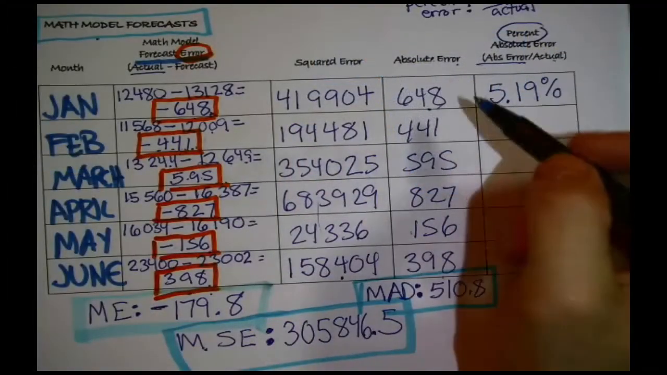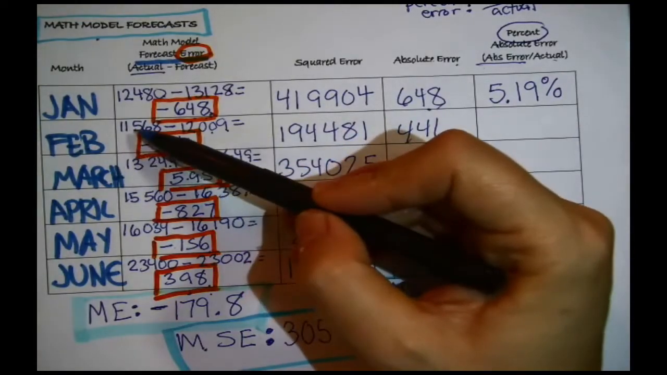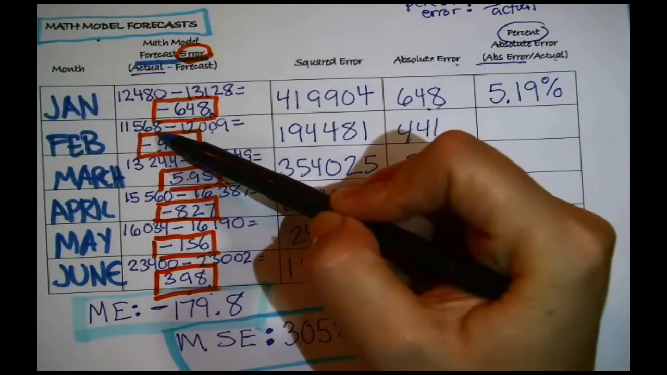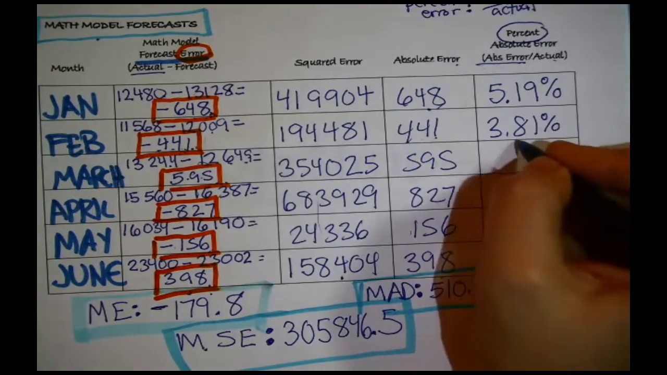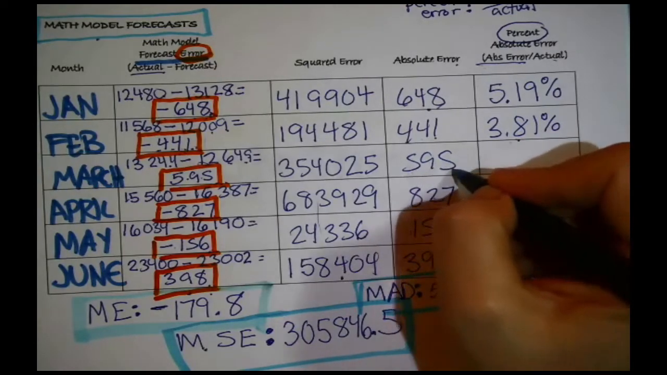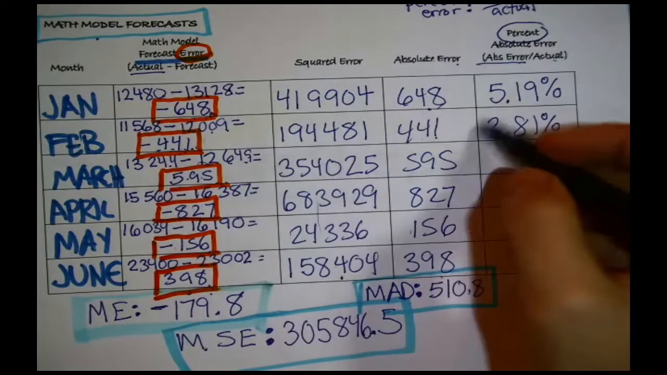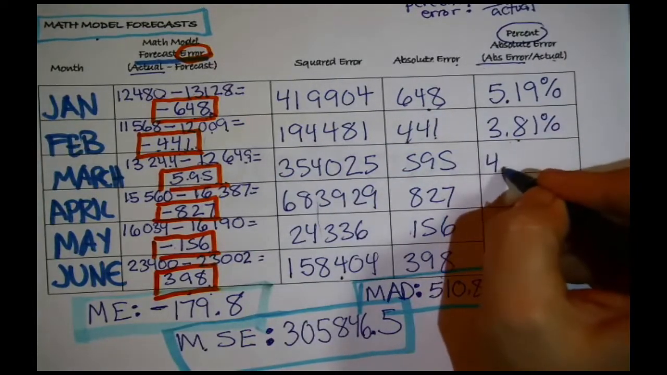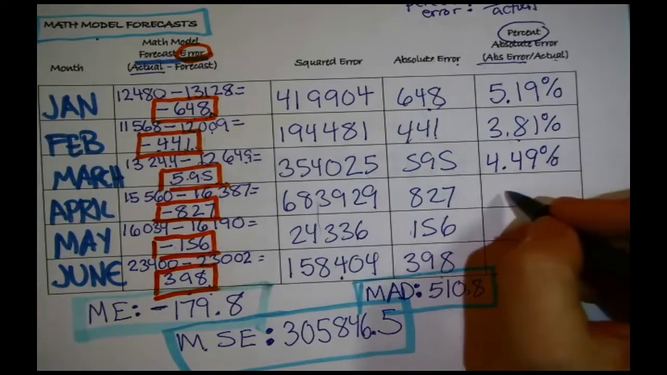So, if you take 441 and you divide it by 1,568, the actual for February, I get 3.81%. It was an absolute error of 3.81%. In March, the 595 divided by the actual, 13244, I get that that is an absolute error of 4.49%. And then the same calculations for April, 5.31%.